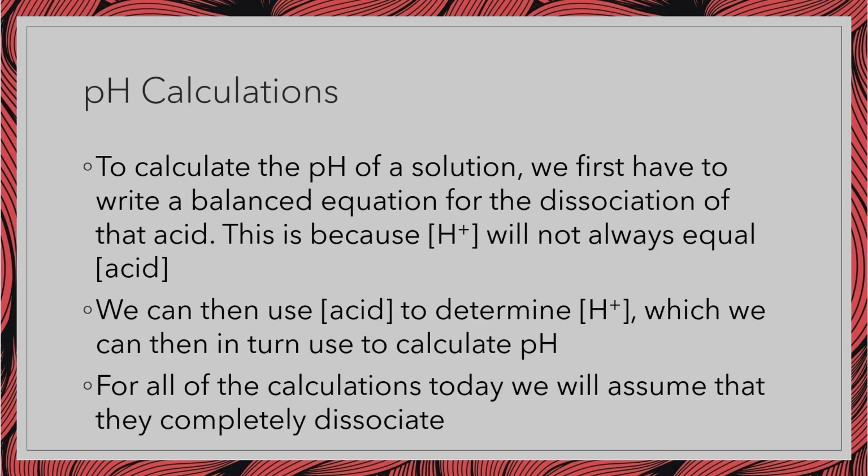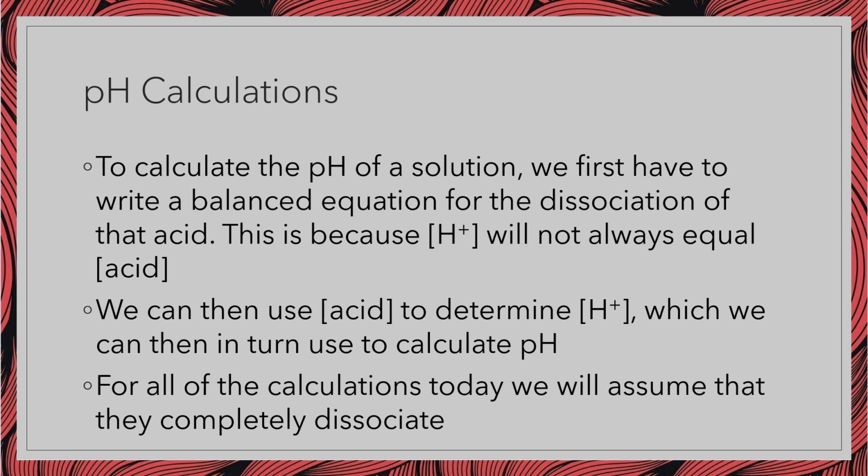Now, to calculate the pH of a solution, we first have to write a balanced equation for the dissociation of that acid. And it's because hydrogen ion concentration is not always equal to the concentration of the acid. We can then use the concentration of the acid to determine the concentration of the hydrogen ions, which we can then in turn use to calculate pH.